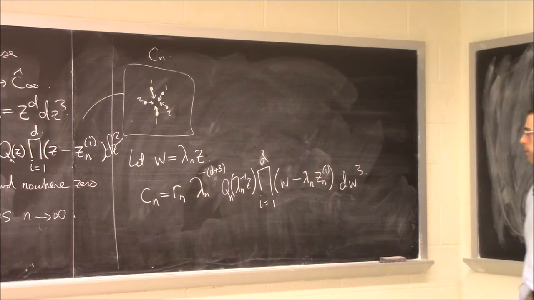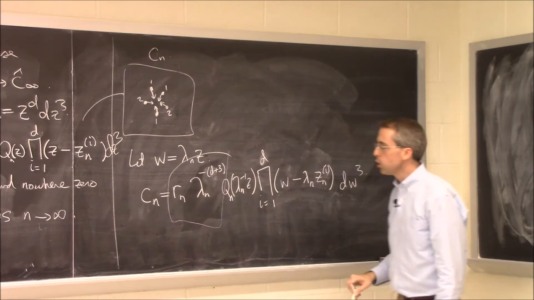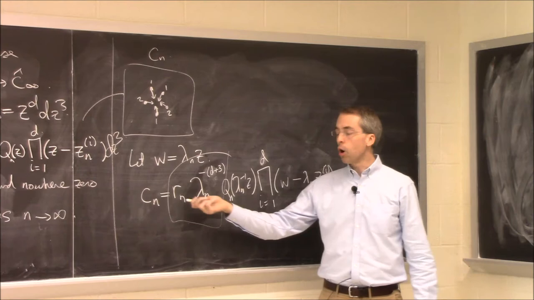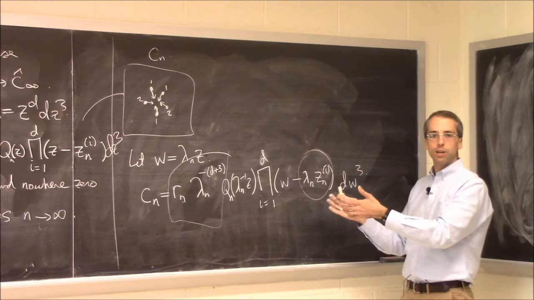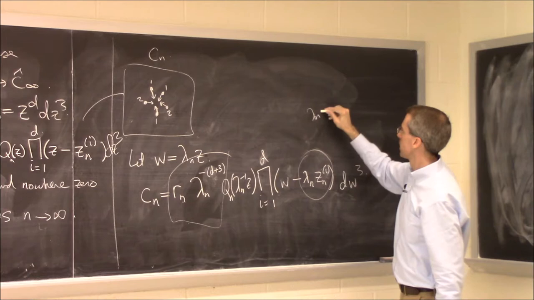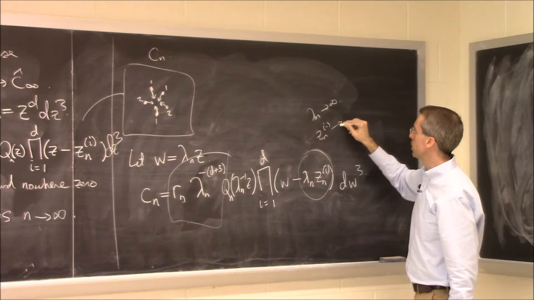And now there's a problem. If you want to ensure that this leading coefficient remains bounded, then you should take the lambda n to be of order rn to the 1 over d plus 3. However, when you do that, it's no longer clear that these binomials that appear are going to converge to just w, because lambda n, which is going to infinity, is multiplied by zni, and those are these zeros that are all going to the origin. So there's some kind of competition here.